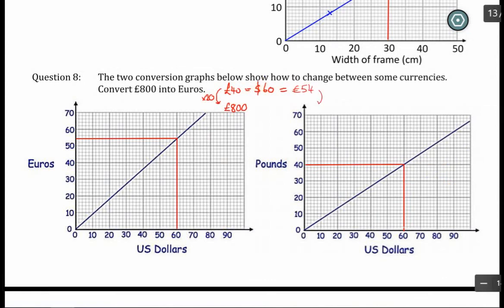And when I times that by 20, if I times it by 10, I get 540. Times by 20, I'll get 1,080. And I can skip the dollar bit in the middle. Let's write that again. There we go.